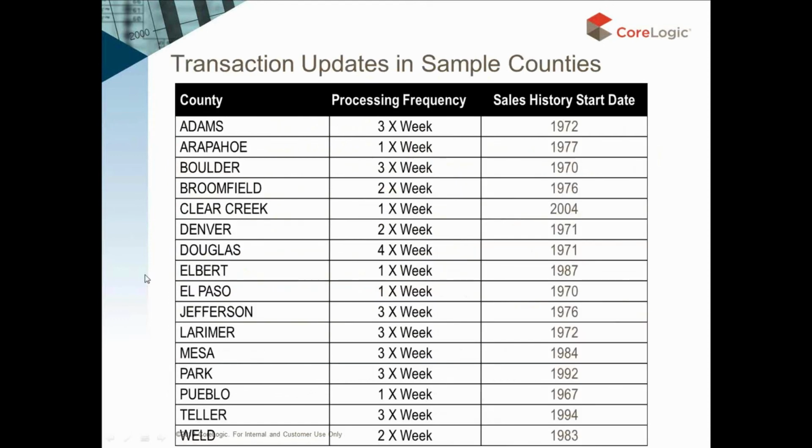Additionally, as far as your transaction updates, this is the information that's coming from recorded documents like sales and mortgages. And you can see in certain counties as often as 4 times per week, other counties maybe once a week. And you can also see how far back we go for sales history. So in some cases, as far back as the early 70s and even late 60s in some cases as well. So you can see all of your key counties there and how often we update with those.